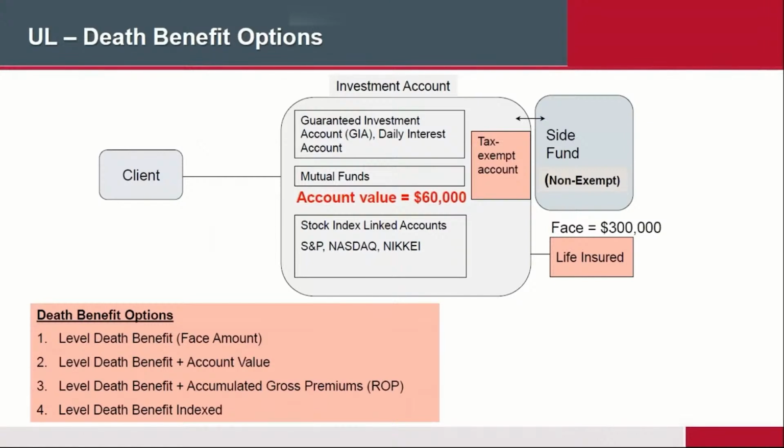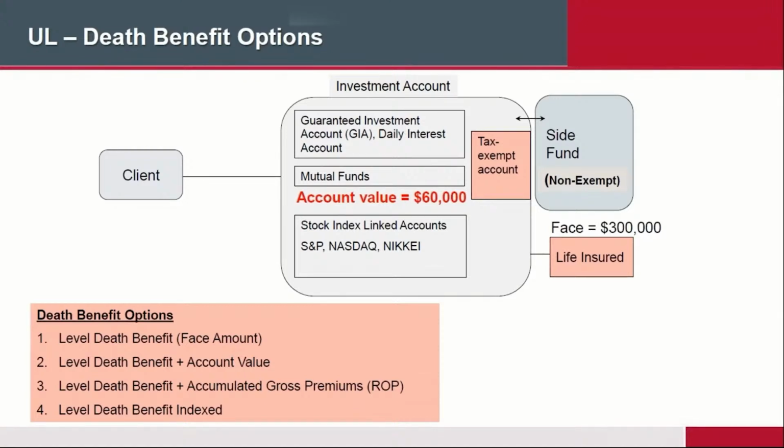So as I said, the investment account is really the driver of the policy, basically, because the client puts the money into the investment account, and from there, of course, all the deductions are made. What did it cost to insure you? Policy fees, riders, all that kind of stuff there. Then the client decides whether they want money in guaranteed investment accounts, daily interest accounts, mutual funds, stock indexes, NASDAQ, Nikkei. In other words, lots and lots of places.